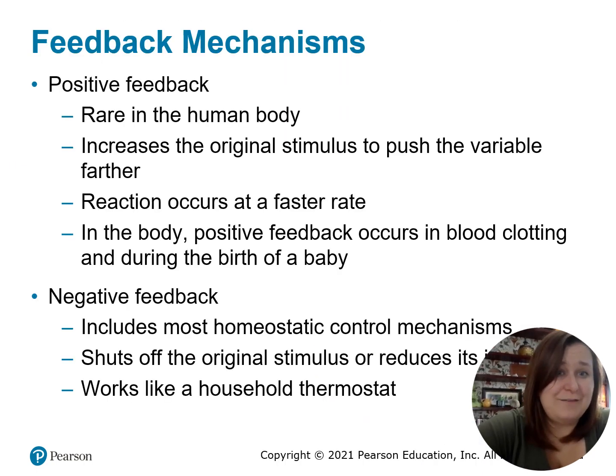So that is almost all I have. This is our last slide. I want to talk about feedback mechanisms because they're very important when we're talking about homeostatic responses. We have 2 different kinds of feedback. We have positive and we have negative. Positive feedback is really rare in the human body, but it does happen. Positive feedback is going to increase the original stimulus to push the variable further. A good example of this is like breastfeeding. So the more a baby breastfeeds, the more breast milk is produced. So the more you get that reinforcement, the more that you're going to get that response.